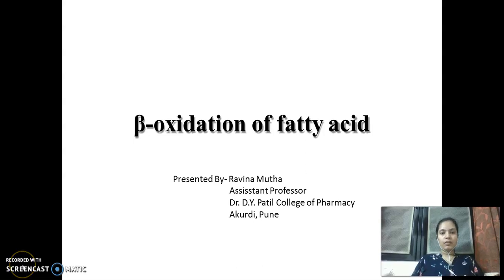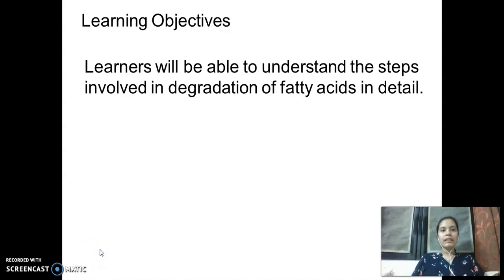Good evening, students. So today we'll be learning about beta oxidation of fatty acids. So these are the learning objectives. The learners will be able to understand the steps involved in the degradation of fatty acids in detail.